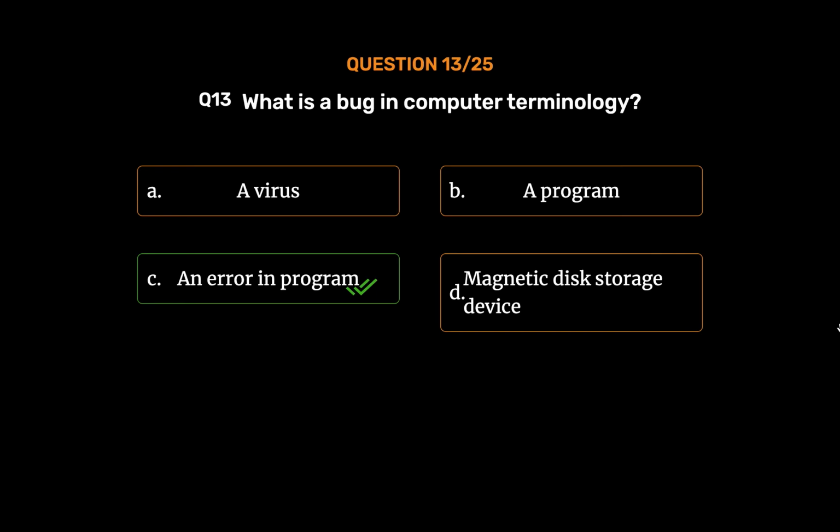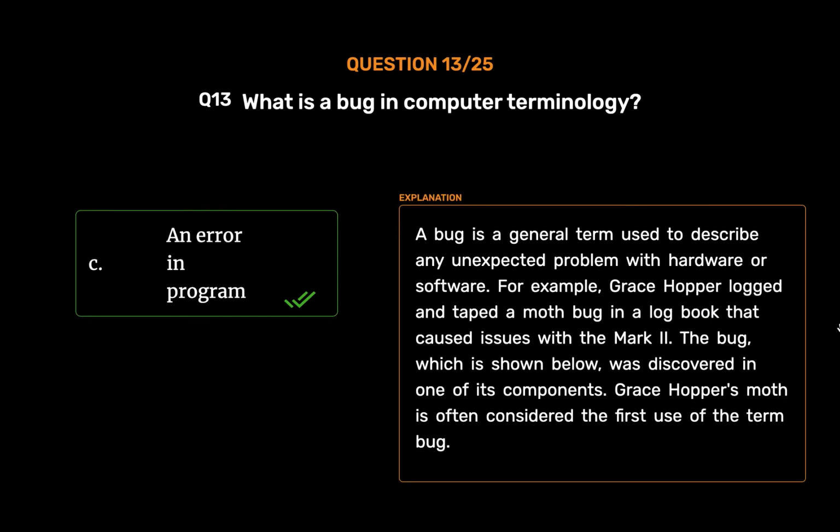An error in program. A bug is a general term used to describe any unexpected problem with hardware or software. For example, Grace Hopper logged and taped a moth bug in a logbook that caused issues with the Mark II. The bug, which is shown below, was discovered in one of its components. Grace Hopper's moth is often considered the first use of the term bug.